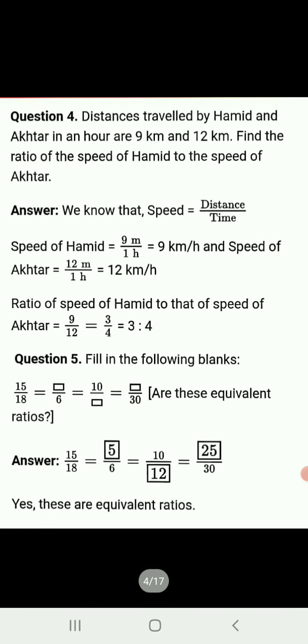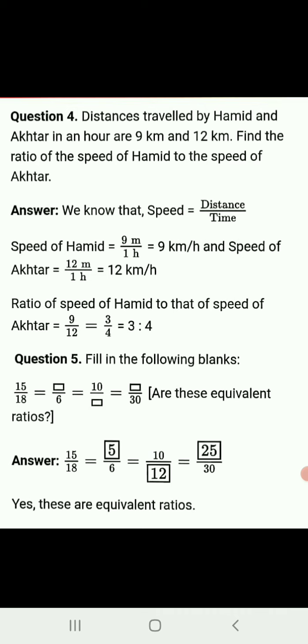Question 4. The distance traveled by Hamid and Akhtar in an hour is 9 km and 12 km. Find the ratio of the speed of Hamid to the speed of Akhtar. So here you see there are two boys, Hamid and Akhtar. Each is traveling different kilometers in 1 hour. Here Hamid is traveling 9 km in an hour. Akhtar is traveling 12 km in an hour. So we need to find the speed of them both and then write it in the form of a ratio.